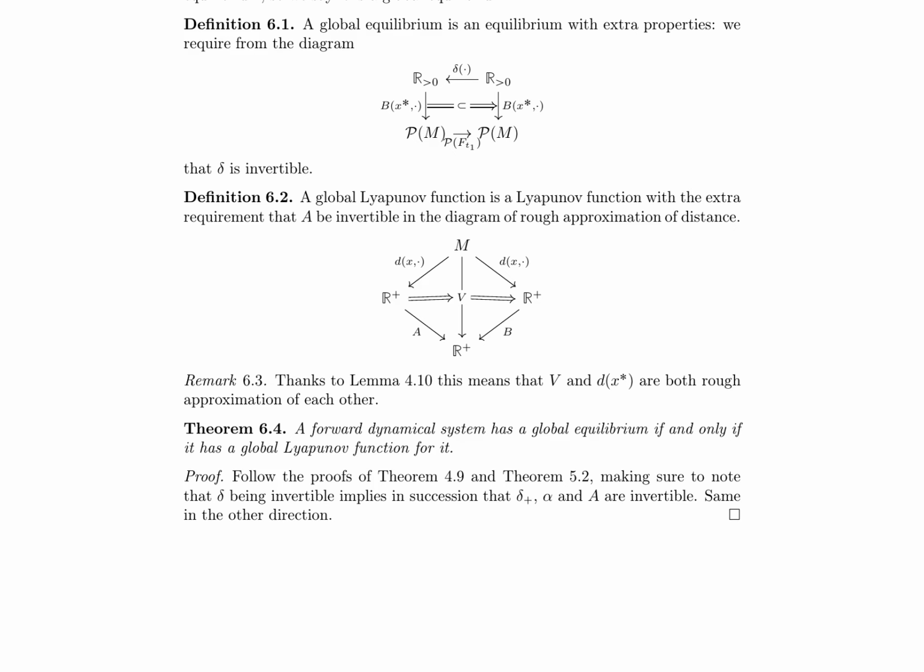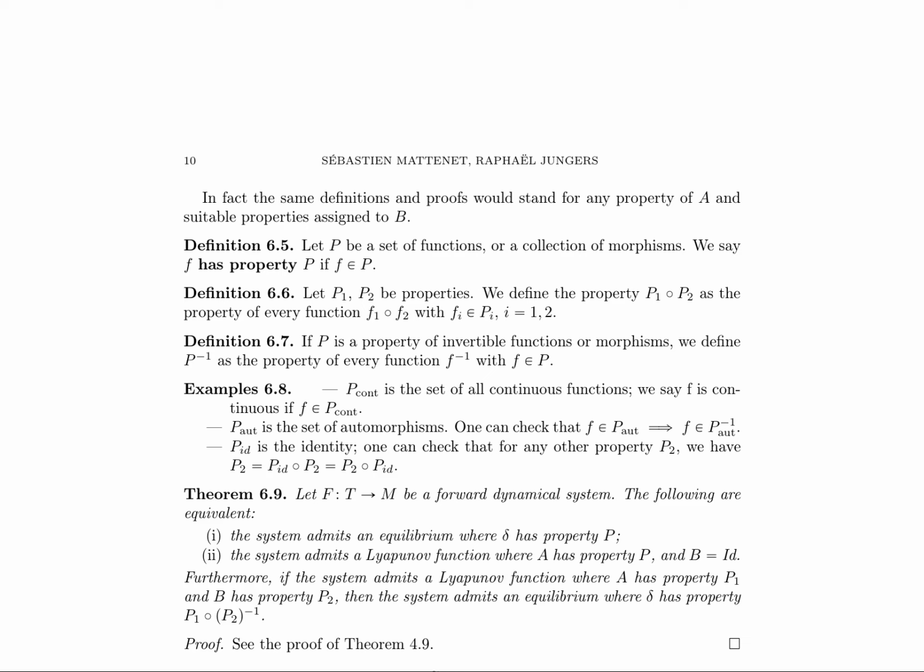In the realm of dynamical systems, understanding stability is paramount. A function or morphism's property can be defined as a characteristic that remains unchanged under its action. This property is preserved when composed with other functions and morphisms, particularly invertible ones. Dynamical systems, specifically forward systems, exhibit equilibrium points where the system's state remains constant over time. These systems also possess Lyapunov functions, which decrease in value as the system evolves towards equilibrium. A key finding reveals that the existence of an equilibrium point is equivalent to the presence of a Lyapunov function. Moreover, changes in the Lyapunov function directly correlate with changes in the equilibrium point.